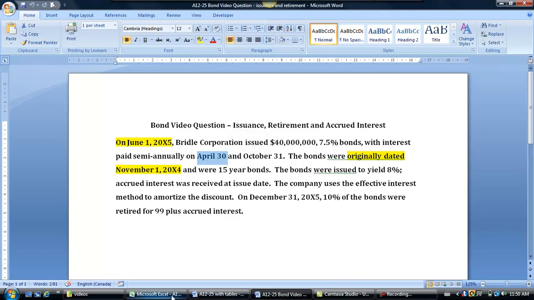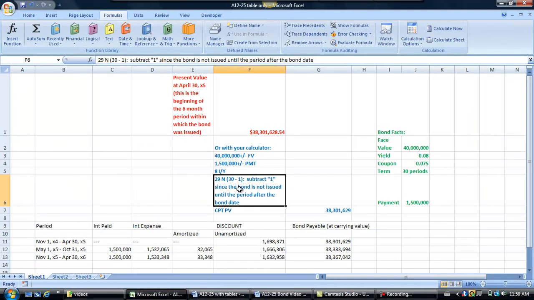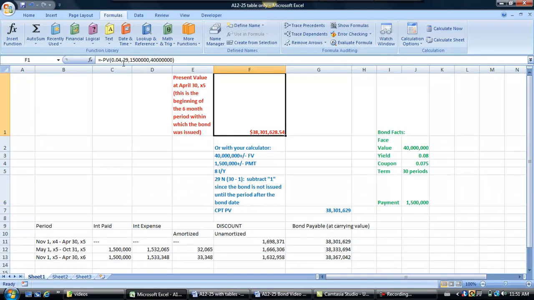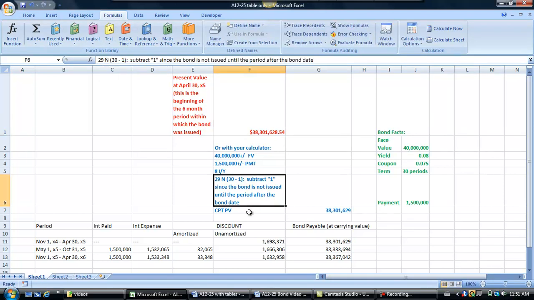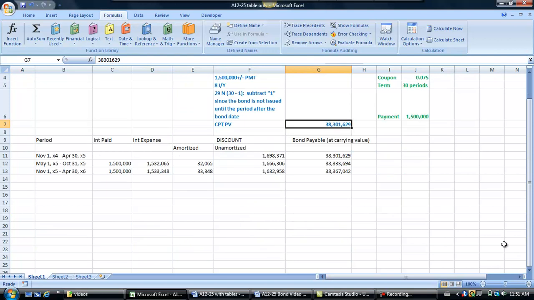That's why when I did the Excel calculation and the calculator calculation, as well as this one too, you'll notice I only use 29 periods here as well. That's the idea. So I'm using n equals 29, and when I compute PV, this is my carrying value.